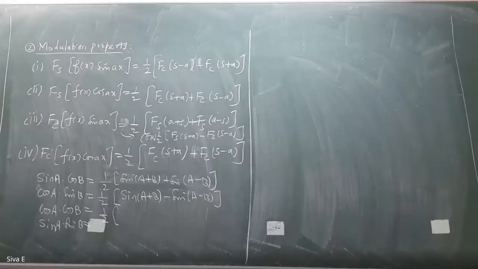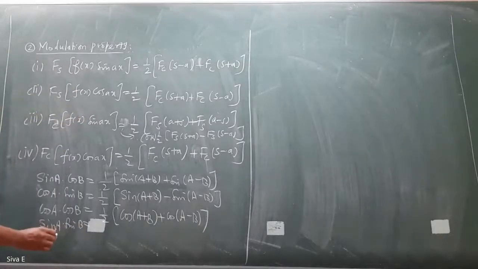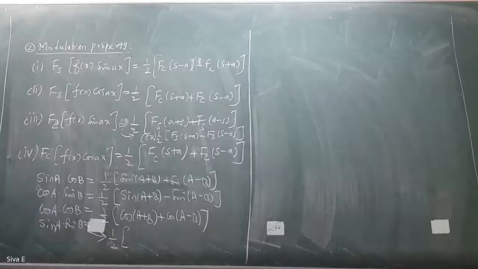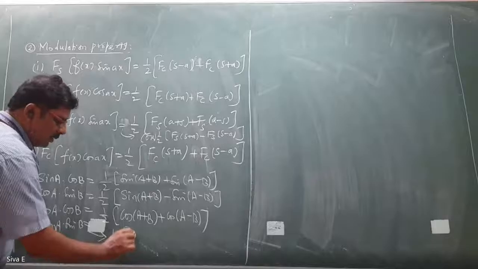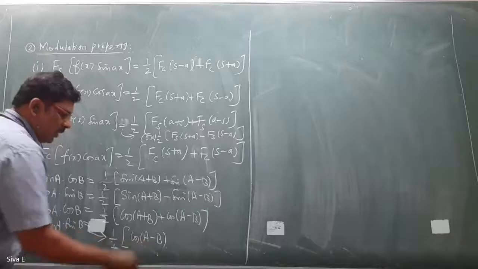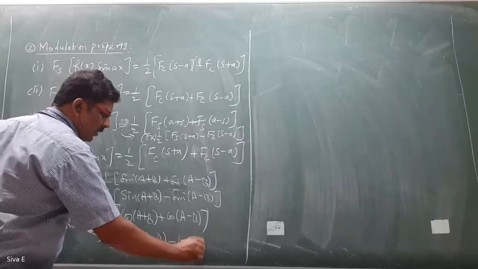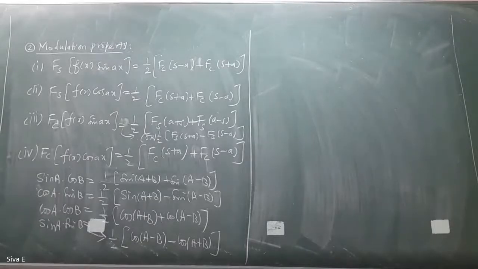Half cos A plus B plus cos A minus B is for cos A cos B. For sin A sin B, it is half cos A minus B minus cos A plus B. No need to write minus here.